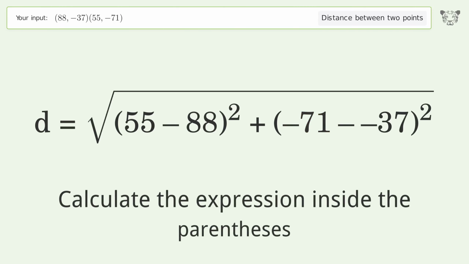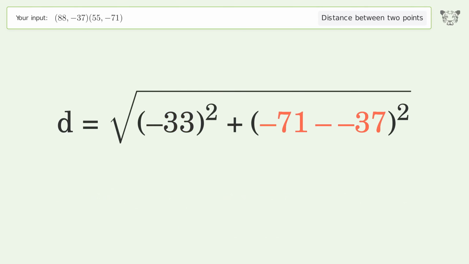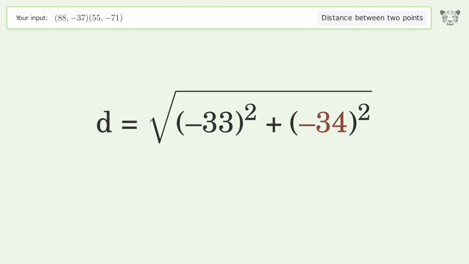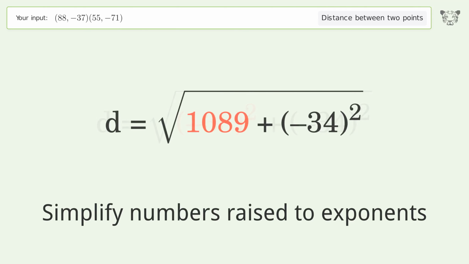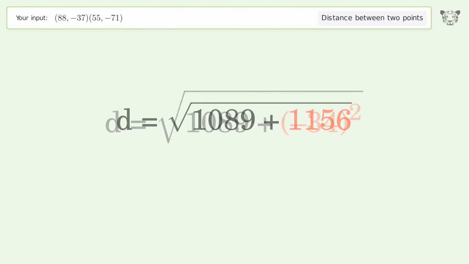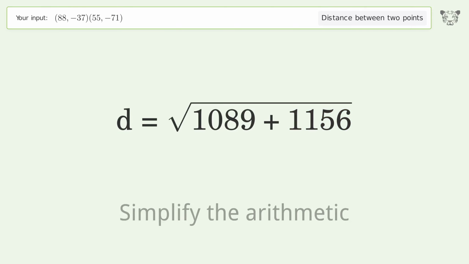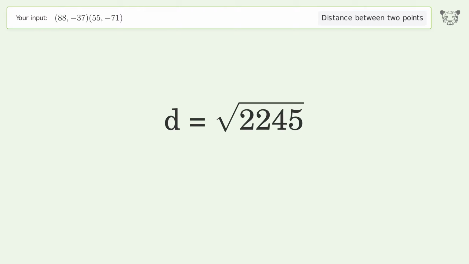Calculate the expression inside the parentheses. Simplify numbers raised to exponents. Simplify the arithmetic. And so the distance between the 2 points is the square root of 2245, or 47.381.